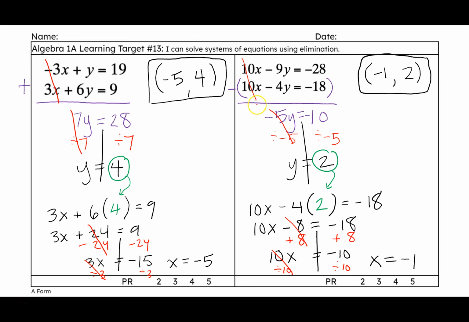It doesn't have to be the x's that get eliminated. If this were negative 6y, then I could cancel those and solve for x first instead. It doesn't matter which one you solve for, as long as something's getting eliminated. So you can solve for one, plug it back in somewhere to solve for the second one, then you've got your x, y, and that is where the lines will cross.